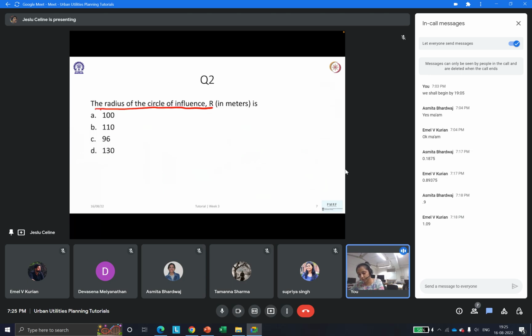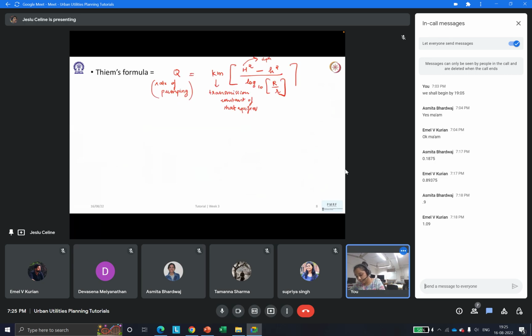Like for each one, how do we calculate? When we take the numbers, that will be clearer to you. And this R is what we've been asked to find in this particular question. So it's basically the radius of influence. Radius of influence, that is what we will be finding.